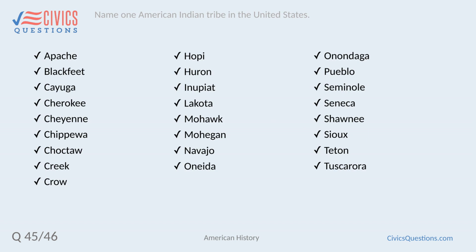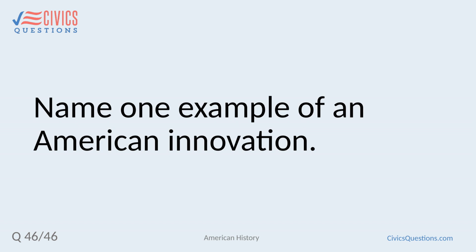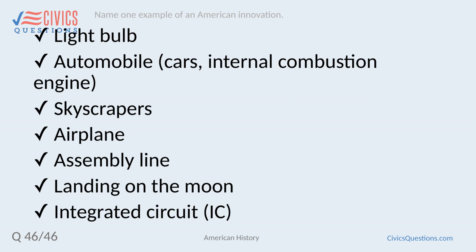Apache, Blackfeet, Cayuga, Cherokee, Cheyenne, Chippewa, Choctaw, Creek, Crow, Hopi, Huron, Inupiat, Lakota, Mohawk, Mohegan, Navajo, Oneida, Onondaga, Pueblo, Seminole, Seneca, Shawnee, Sioux, Teton, Tuscarora. Name one example of an American innovation. Light bulb, automobile, cars, internal combustion engine, skyscrapers, airplane, assembly line.